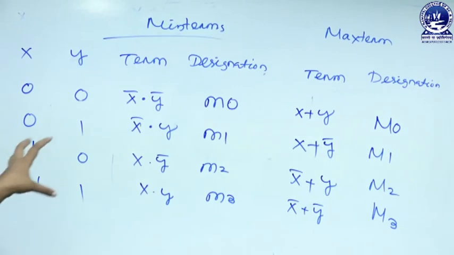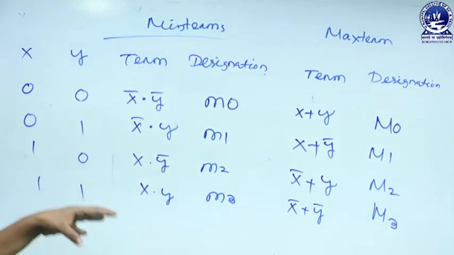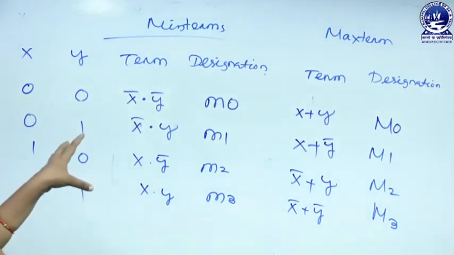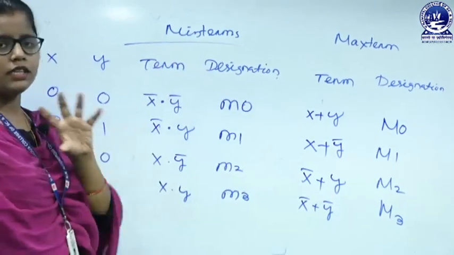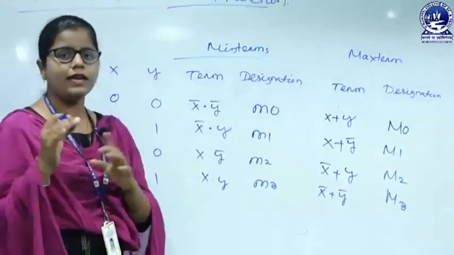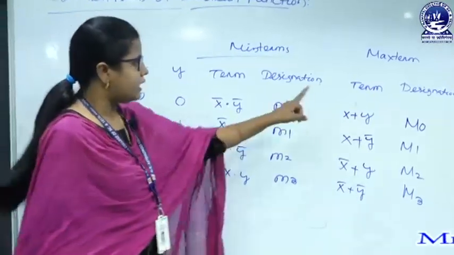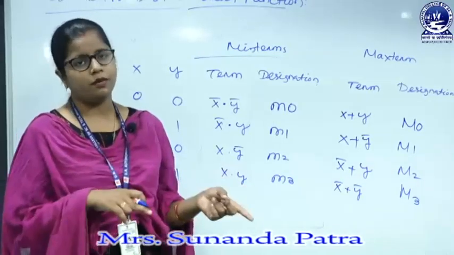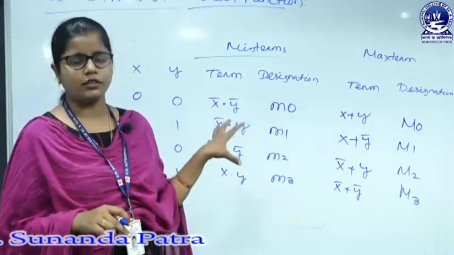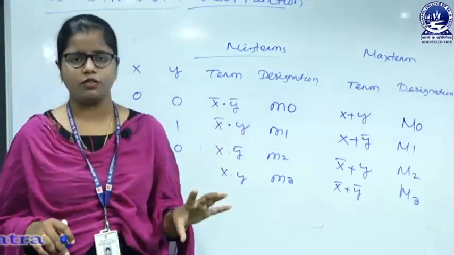You can take the third variable as z and you can complete the table. Okay. You have to remember, in case of min term, the complement form is 0 and the normal form is 1. But in case of max term, the complement form is 1, the normal form is 0. This is what actually the canonical forms of Boolean function.